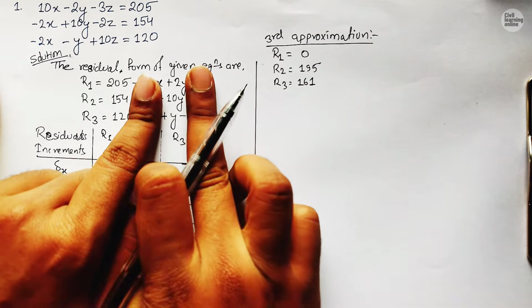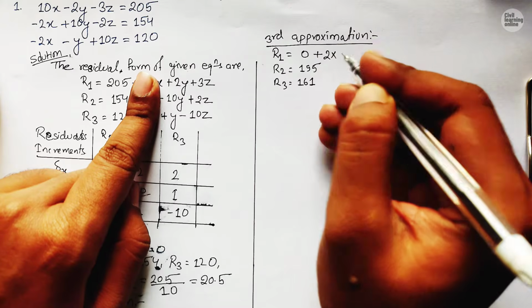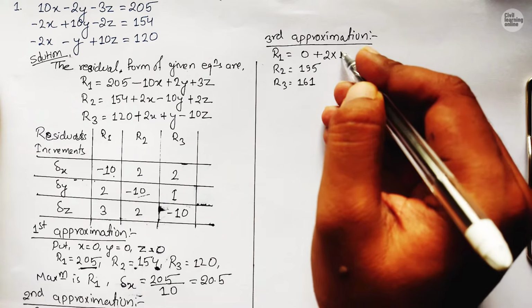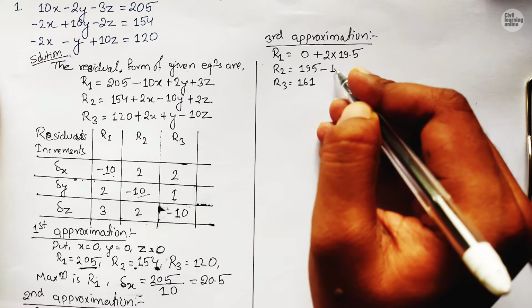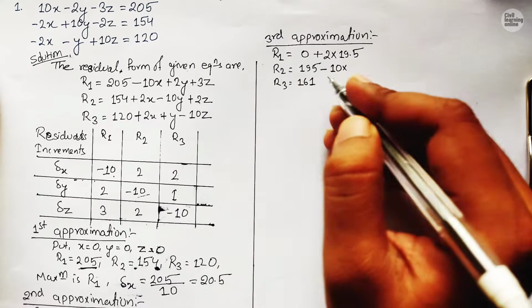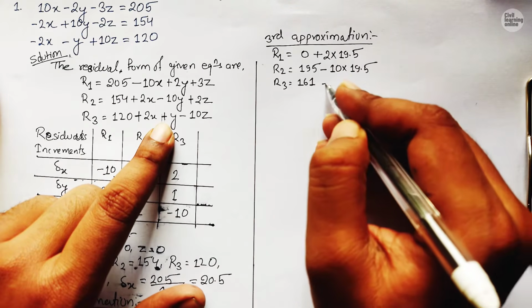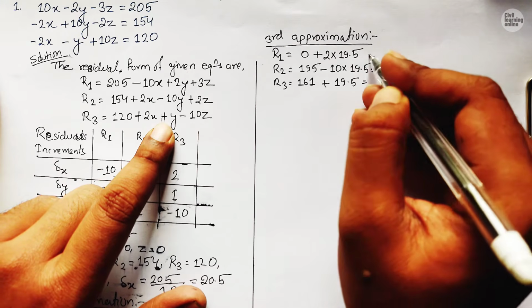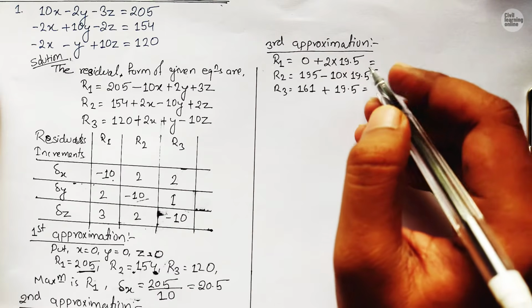Now in the second approximation we got del y, so we will use the portion of the equation which consists of y and neglect x and z. That is plus 2 times y, which is 19.5. Similarly minus 10 times y is 19.5, and plus y is 19.5. On solving this we get the third approximation values.